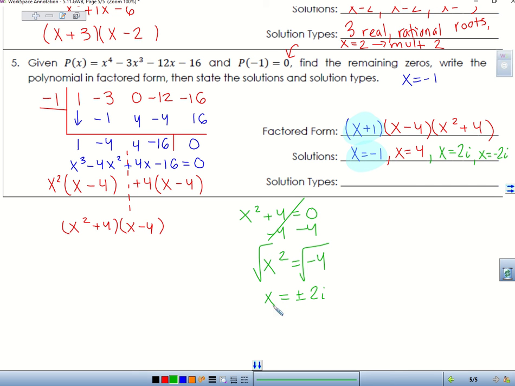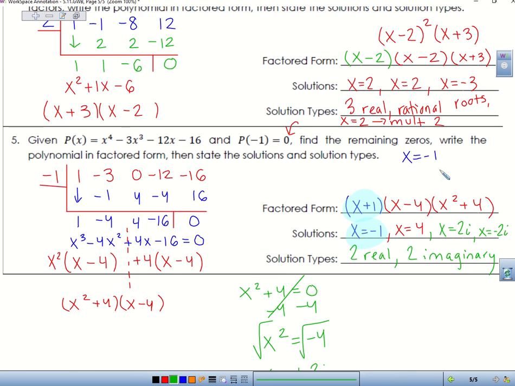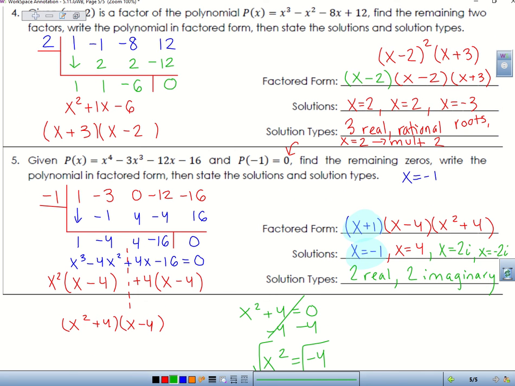So, how many of these solutions are real? 2. 2 real and rational, 2 imaginary. How many times do we touch the x-axis? Twice, each with a multiplicity of 1. So they both cross. What do you think? Not horrible, right? Yeah. Alright. Horrible, very horrible. Sometimes.